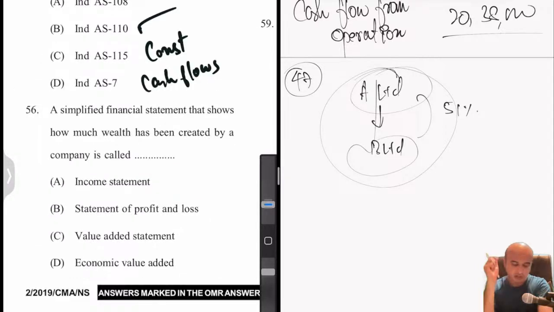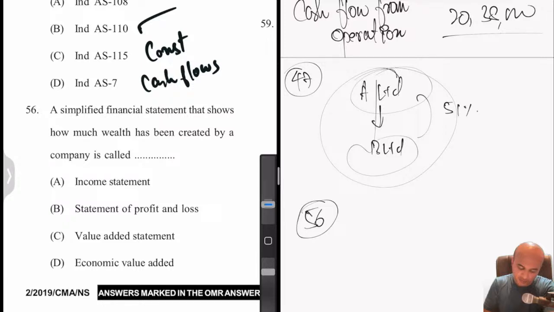A simplified financial statement that shows how much wealth has been created by a company is called what? This again is a very easy question. If you have already read the syllabus, you will know which one is the right answer. Once again, a simplified financial statement that shows how much wealth has been created by a company is called dash.